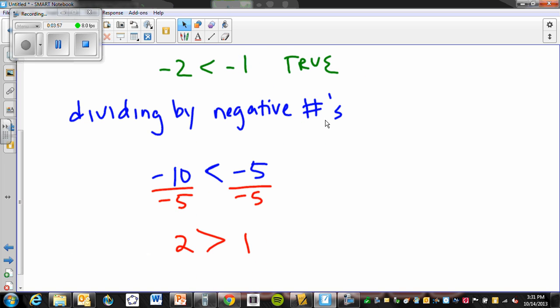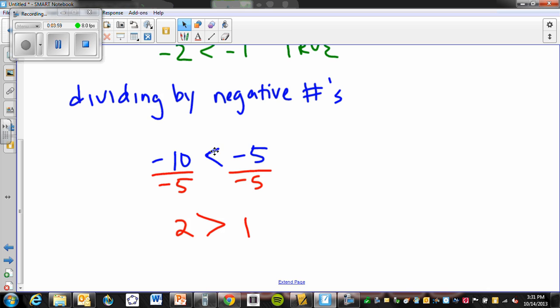When you divide by a negative number, the sign must change directions. Negative 10 divided by negative 5 is 2. Negative 5 divided by negative 5 is 1. The sign's got to change directions to make that a true statement.